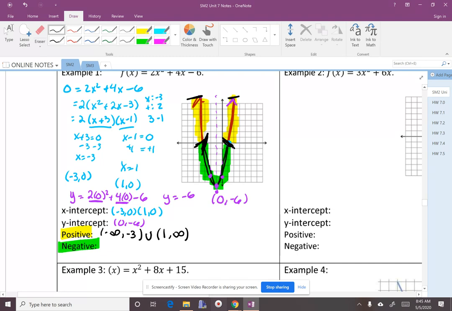Where I'm negative is from the x value negative 3 to 1, okay? The cool thing about this is this will cover your entire domain. So it's kind of helpful. If you look, it goes from negative infinity to negative 3, negative 3 to 1, and 1 to infinity. I've covered everything. Okay, and that's how it should be with all your answers on all of these. It should cover the entire domain from negative infinity to infinity.